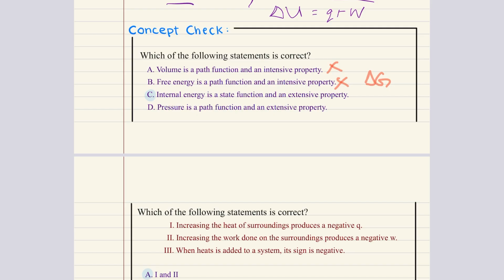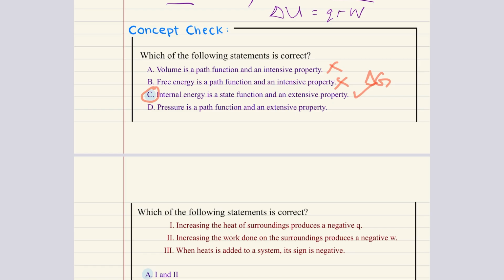C says internal energy is a state function and an extensive property. This one is correct. Internal energy is a state function because it only depends on the system state, not the path taken to get there. And it's extensive because it depends on the total amount of substance. If you double the system, you double the internal energy. So C is the correct answer for this first problem, but let's still work through D.